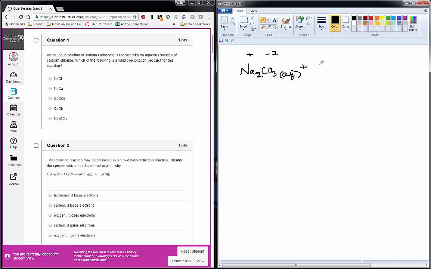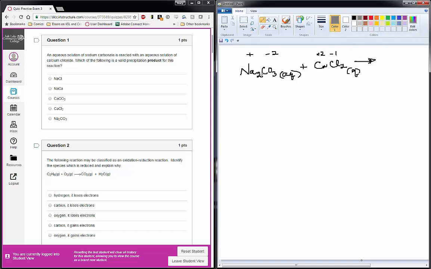I told you it was aqueous. I'm reacting it with an aqueous solution of calcium chloride. Calcium has a charge of +2. Chlorine has a charge of -1. So I'm going to need 2 chlorines to make that work. And I told you that was aqueous. And products you're going to have to predict.